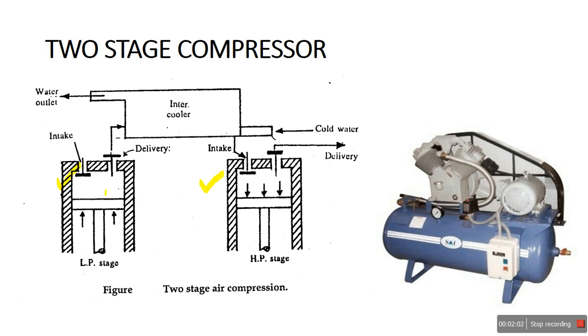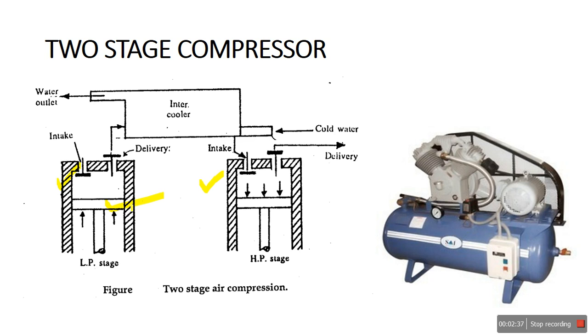Now tell me, is it single acting or double acting? On one side of the piston there is only one delivery or intake valve, so it is single acting. In double acting, on both sides of the piston there are inlet and delivery valves. Here it is a two-stage, single acting compressor. Looking at the working, there are two cylinders: one is the low pressure cylinder and the other is the high pressure cylinder.